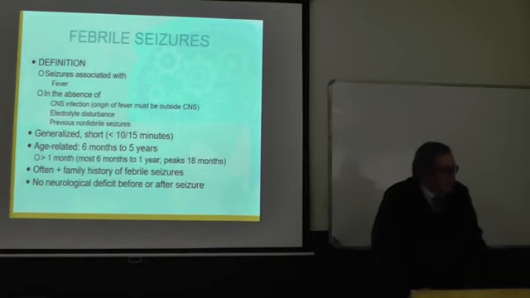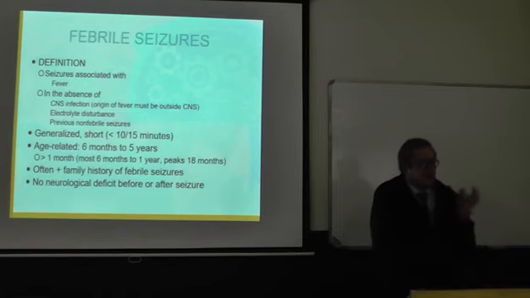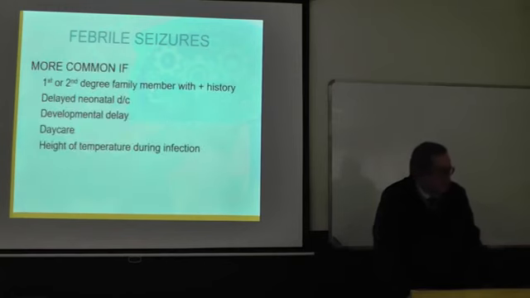So it very rarely occurs before 6 months, and by 5 years most of the kids will outgrow it. There's often a positive family history. And it's also important to look for a family history of them having first febrile seizures and then later seizures without fever, because there's a very specific channelopathy that causes an epileptic syndrome called GEFS plus, which means generalized epilepsy with febrile seizures, that then also has other kinds of seizures afterwards.